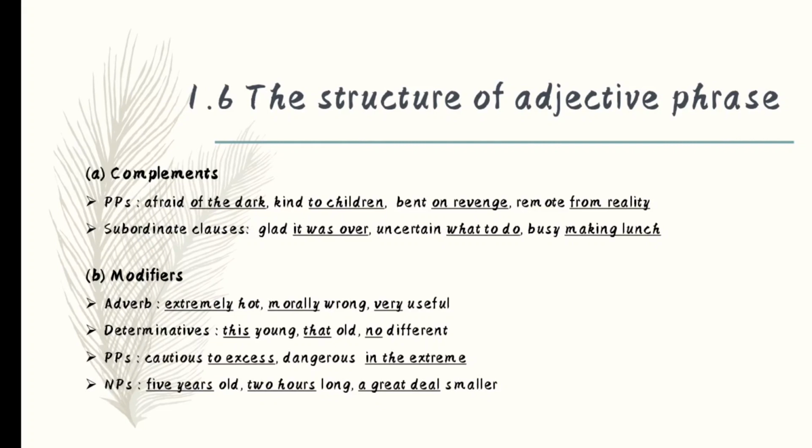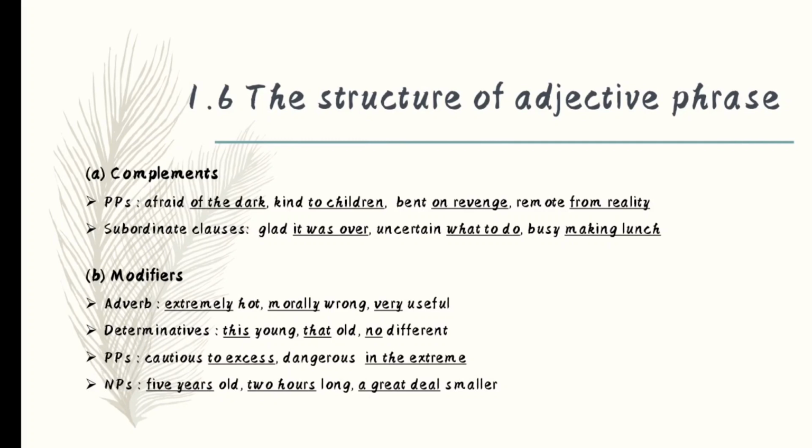The second modifier is determinatives. For example, this young, that old, no different. Young is the head, and this is the modifier, and it is a determinative. The third modifier is prepositional phrase. For example, cautious to excess and dangerous in the extreme.